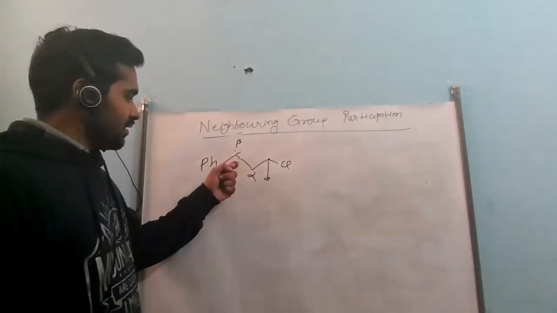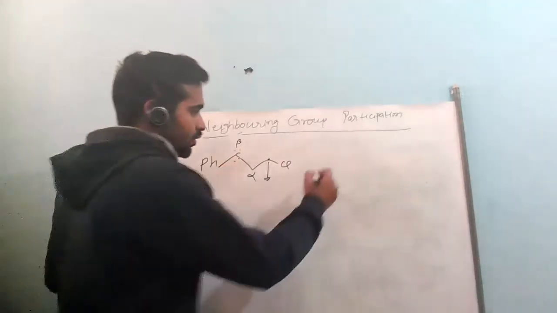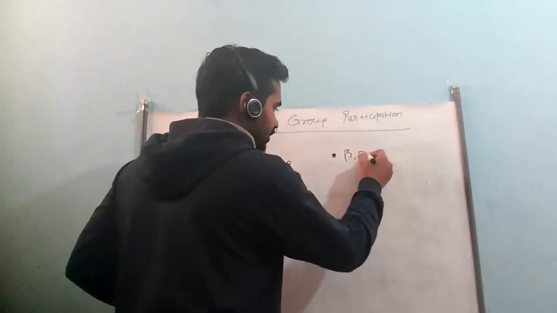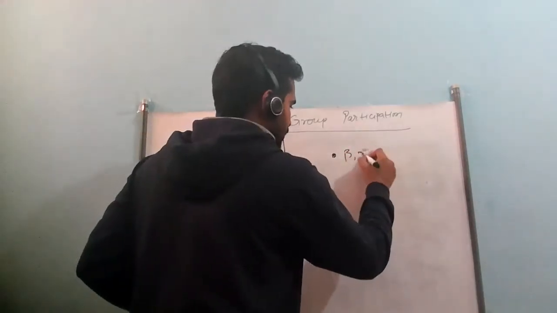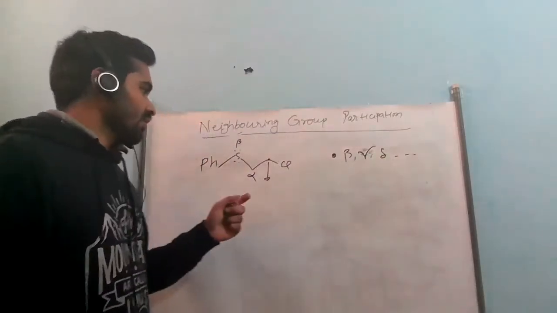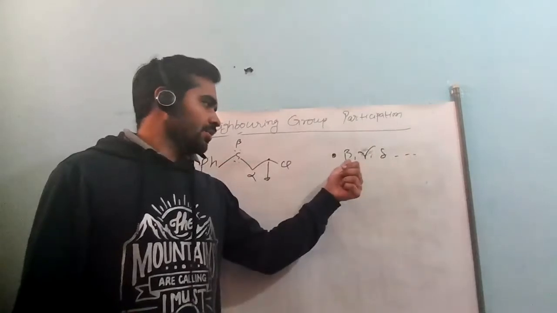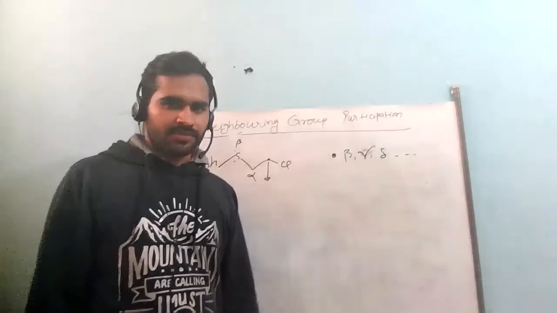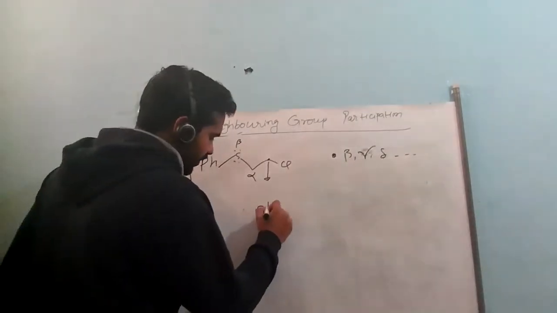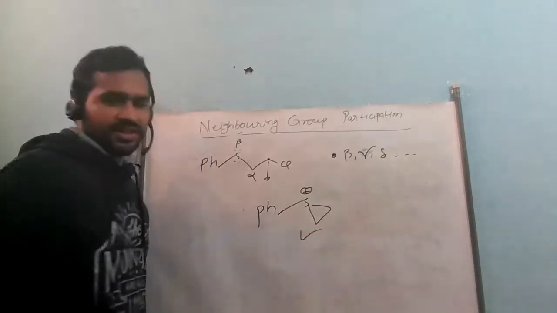So where is the lone pair containing group? The lone pair containing group is at the beta position. So this lone pair or pi bond containing group should be at beta, gamma, or delta, and so on, these positions. Or I can say a lone pair or pi bond containing group should be at beta, gamma, or delta positions, right? And we also observed that in PhSMe there was a cyclic transition state.